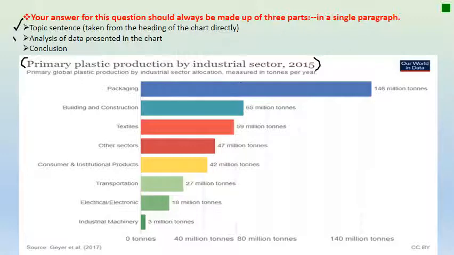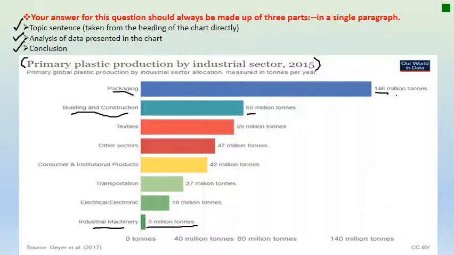Then I want the analysis of the data presented in the chart. Where's the data? The numbers. Okay, packaging produces the most at 146 million, building construction 65, etc., until we reach industrial machinery, which produces the least at 3 million tons. After you put those numbers, analyze them, analyze the highest and the lowest, that will take around 2 to 4 sentences depending, and then you draw out a conclusion.